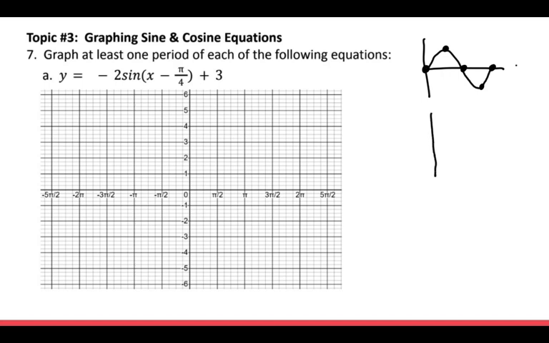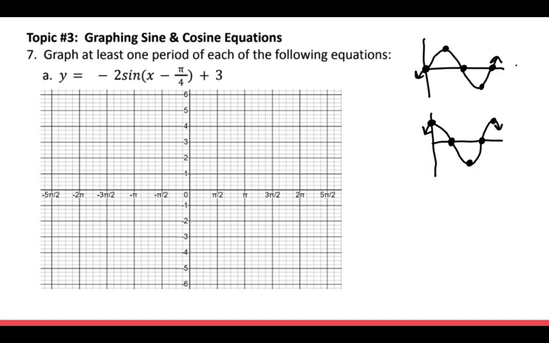Cosine does not start at the origin. It starts on a high, hits your midline, goes down to a low, comes back up to your midline, and then back up to a high. And then this is what one cycle of cosine looks like. So, I drew that arrow in the wrong direction.